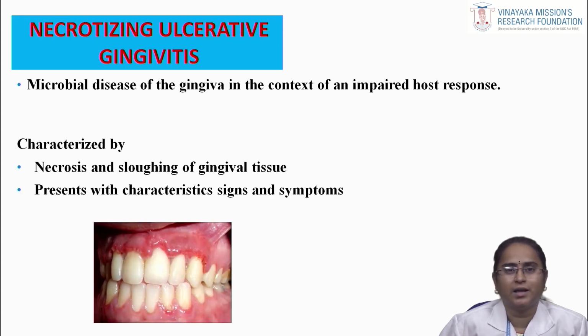Coming to necrotizing ulcerative gingivitis. The term includes necrotizing. It's a necrosis, ulceration and inflammation of the gingiva. It can probably be due to pre-existing gingivitis, which can be the predisposing factor for this lesion. It is a microbial disease of the gingiva in case of impaired host response, and it is characterized by death and sloughing of the gingival tissues and presents with characteristic signs and symptoms.